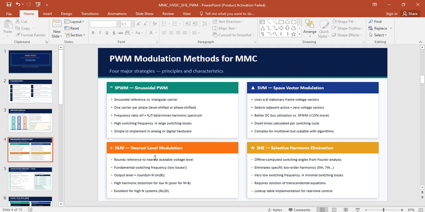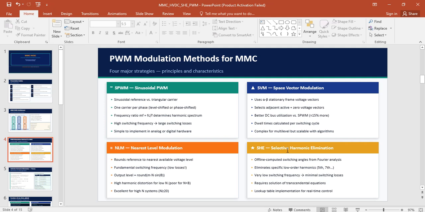Excellent for a high number of submodules, yes. And last but not the least is selective harmonic elimination. For selective harmonic elimination, we need to compute the switching angles from Fourier analysis. It eliminates specific low order harmonics such as triplen harmonics, or fifth or seventh order harmonics, and has a very low switching frequency. This is one of the advantages.